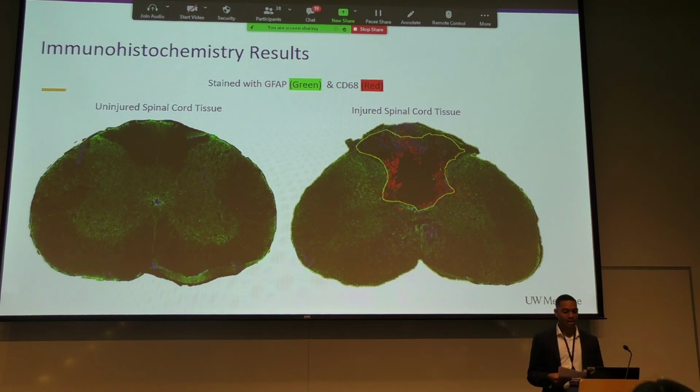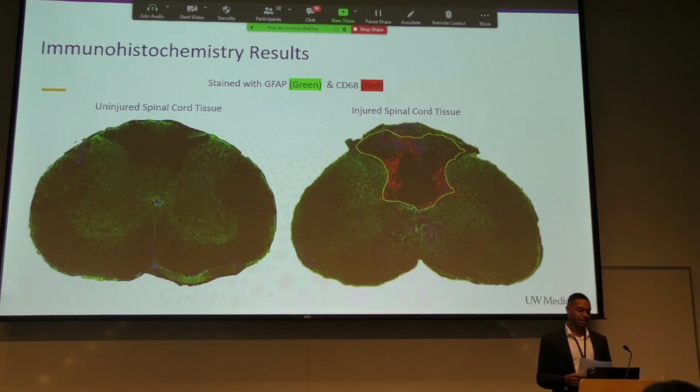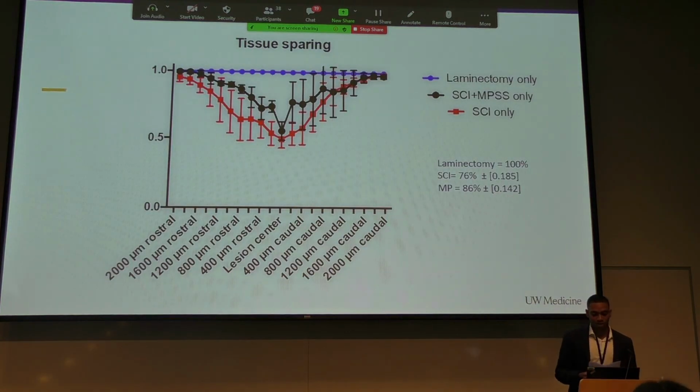This is a cross-sectional slide. On the left we have uninjured spinal cord tissue, and on the right we have injured spinal cord tissue. Both slides were stained with GFAP, which is a protein found in astrocytes, and astrocytes are cells that can be found in the spinal cord and brain, where they perform multiple biochemical functions and also keep homeostasis. And in red, we see the macrophages and monocytes stained with CD68. The macrophages and monocytes are white blood cells of the immune system that remove dead tissue cells and also microorganisms. And then the next image I will be talking about is tissue sparing.